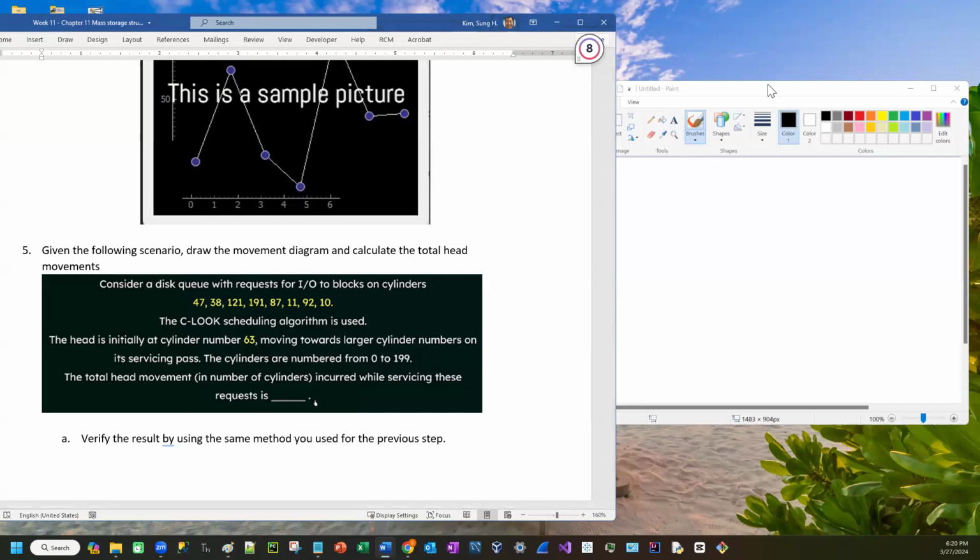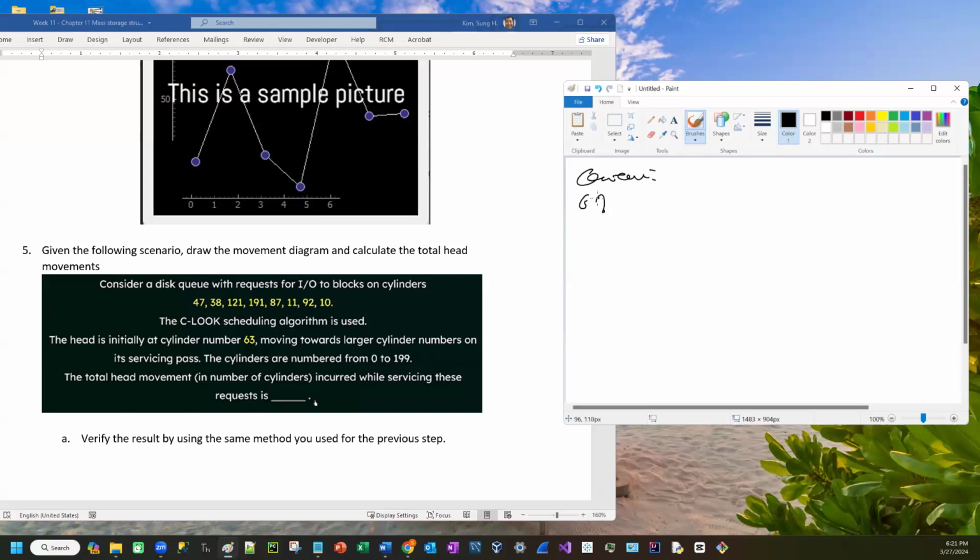Okay, so let me write that down here. So we have a queue, right? And then it starts at 67, 63, I should say. Start over. So we have a queue, and it starts at 63. And then we have a C-LOOK, and then larger number service. Okay, and the question is still the same.